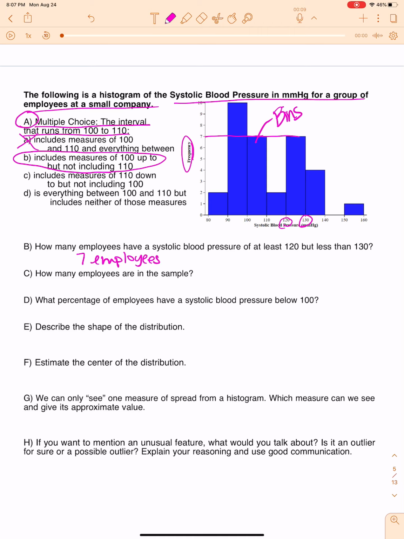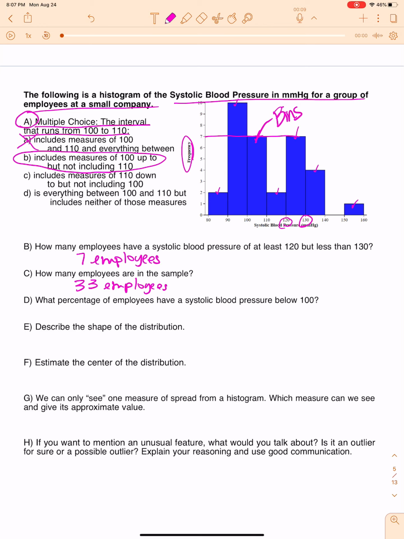Okay, part C, how many employees are in the sample? Well, that's pretty easy to calculate. We've just got to count how many people are in each bin, and this is a pretty small set, so it shouldn't be too hard. So we've got 2 here, we've got 10 here, that's 12, we got 7 here, so that's 19. And then we've got 2 more, so that's 21. And then we got 7, that's 28. And then 4, that's 32. And then 1 down here, so that would be 33. So there are 33 employees in the sample.